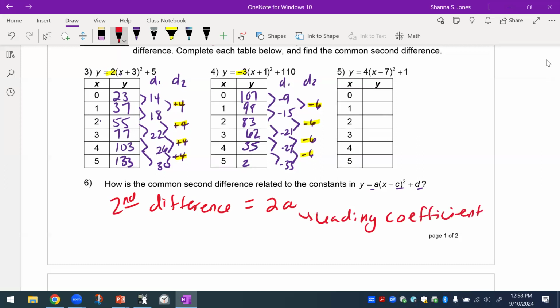So since I know that, I can start with my second difference, right? So what would be my second difference here? 8. It would be 8, right? So I know that my second difference is going to be plus 8. And then I work my way from there. Okay? You still need your 0. 7 squared is 49. 49 times 4 plus 1 puts me at 197.